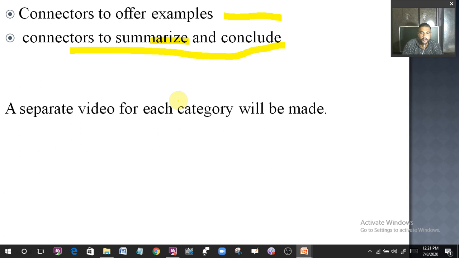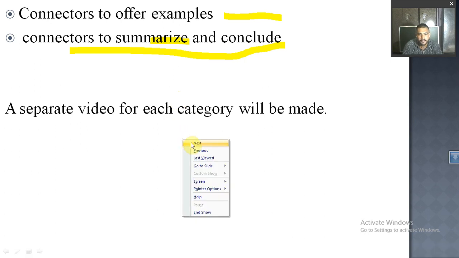So I hope this video has helped you in understanding the adverb clause, and definitely you would have learned something about what we're going to do next, and what we're going to do in the coming videos.